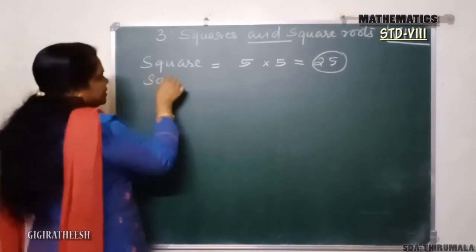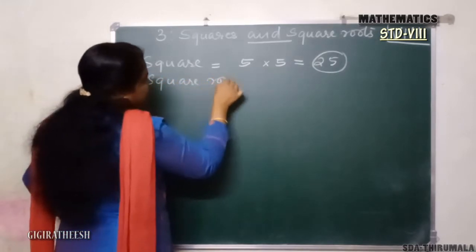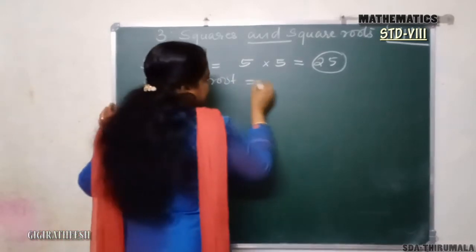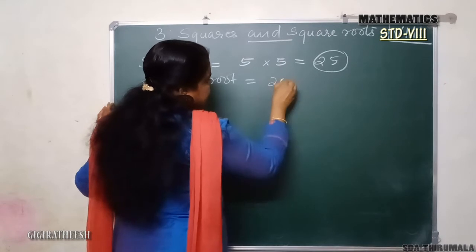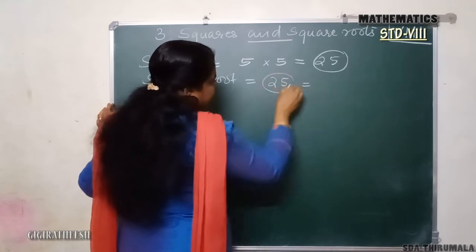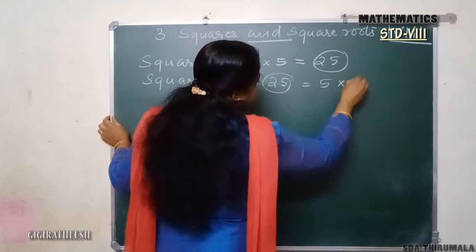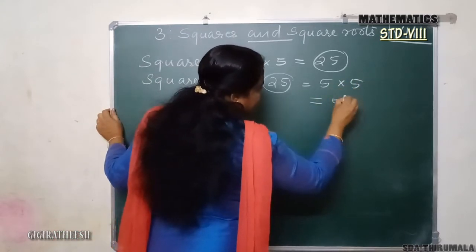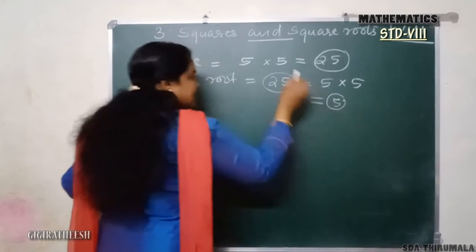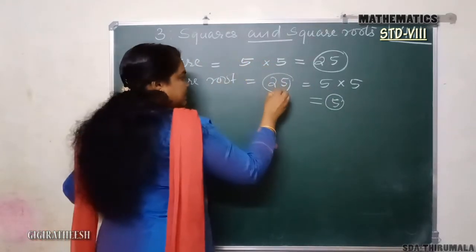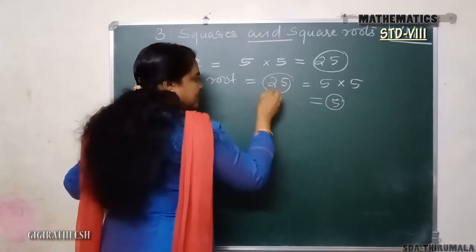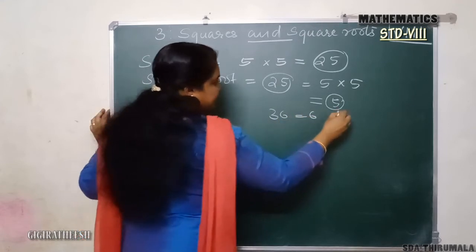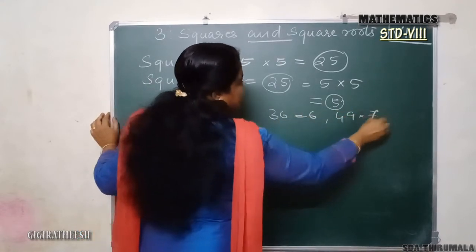You already studied square root in the previous lesson. Square root means, 25 is a number, and what is 25? 25 can be written as 5 into 5. So 5 square, that is 5 into 5, the square of 5 is 25. And the square root of 25 is 5. The square root of 36 is equal to 6, and the square root of 49 is equal to 7. This is called the square root.